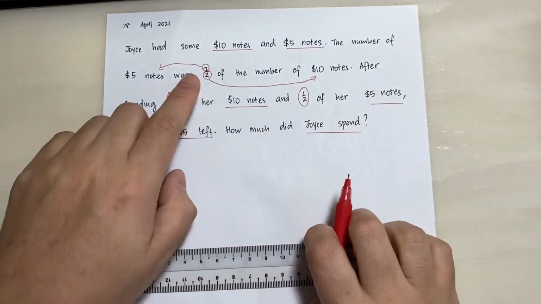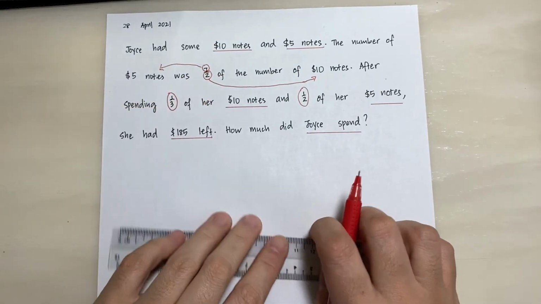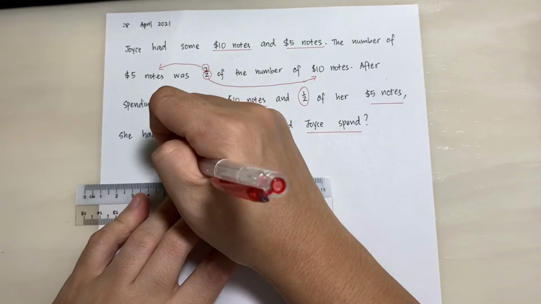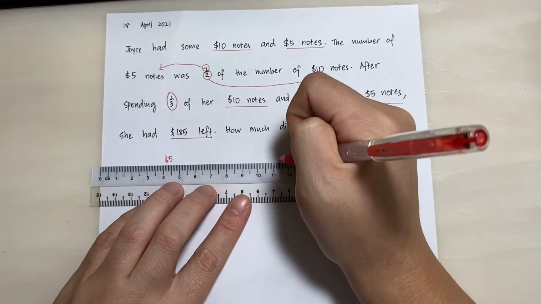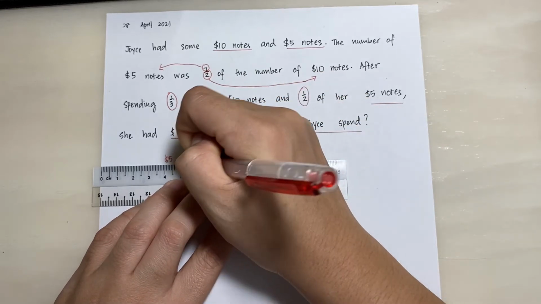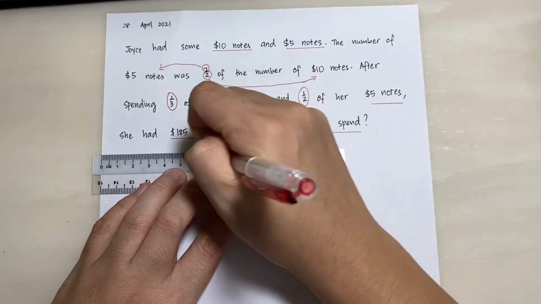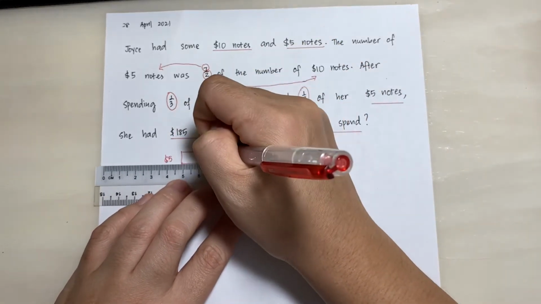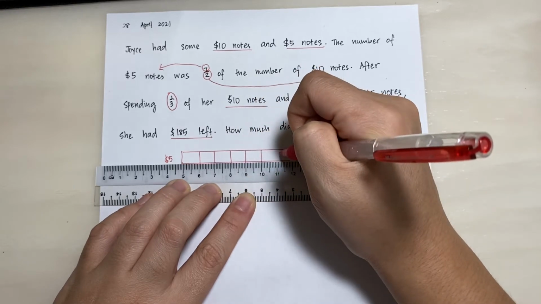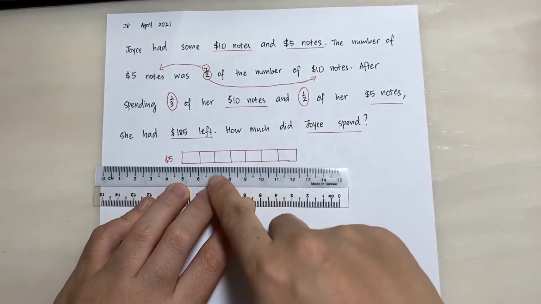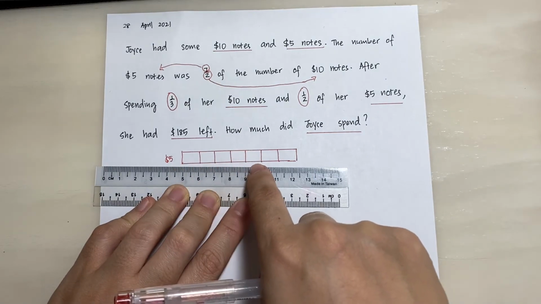Now when we have a fraction like this, we tend to draw models. Sometimes you might be drawing models like this, for example the $5 notes, you'll be drawing 7 units. That is the first thing I might do if I'm really not very sure about how to solve it. If you don't have any idea how to solve it, you can start by drawing a model to make sense of the question. So 1, 2, 3, 4, 5, 6, 7.